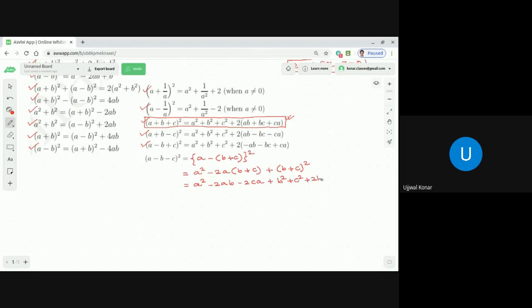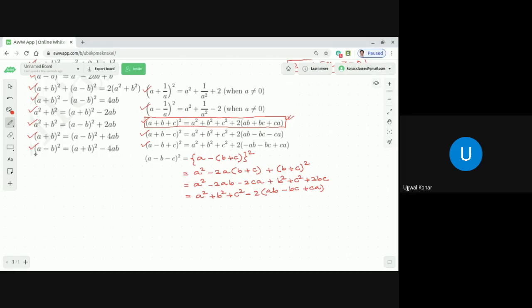Exactly, this is what you said, na Kalpita? So that is equal to a square plus b square plus c square. You can write it a different way: if you take minus 2 common, then ab minus bc plus ca. I hope all of you got it. Okay, great.